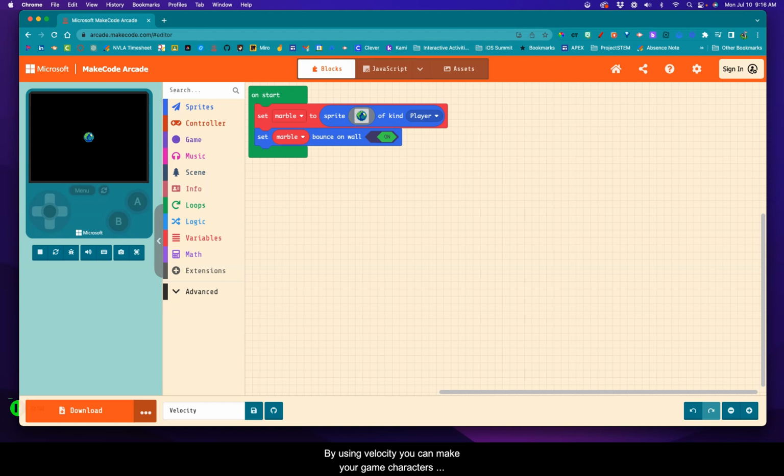By using velocity, you can make your game characters move at different speeds and in different directions to make sure that your game is exciting and fun to play. So are you ready to get started?